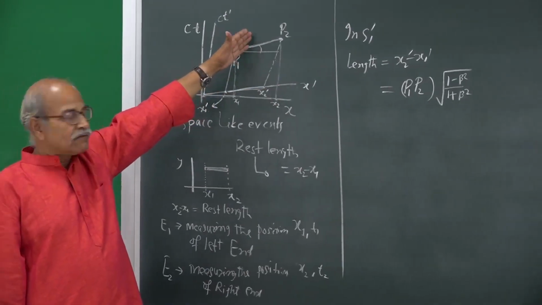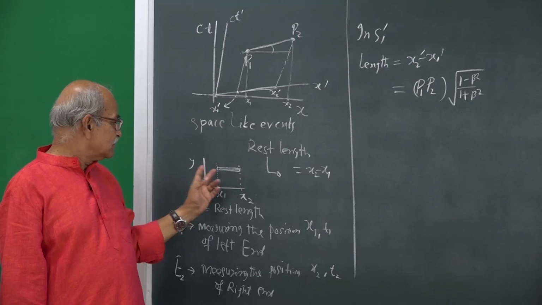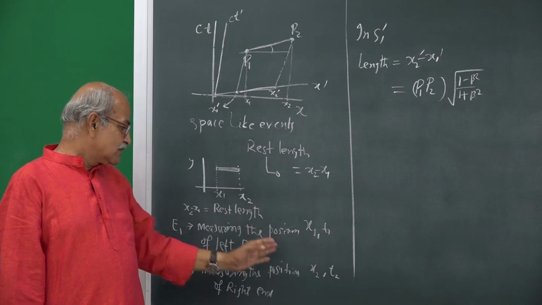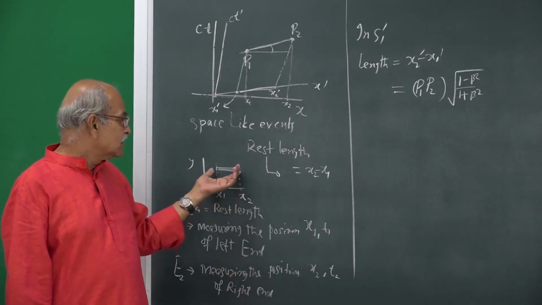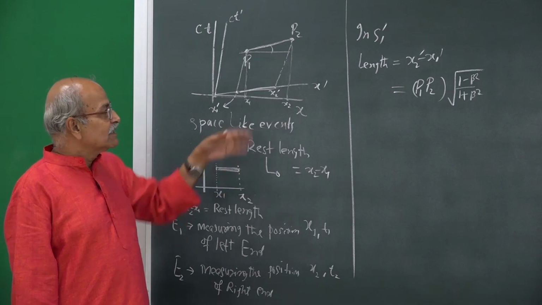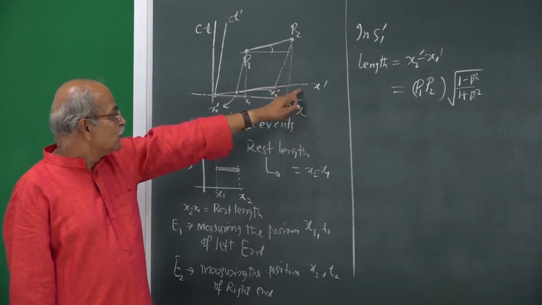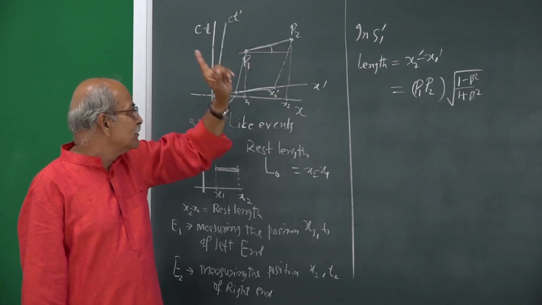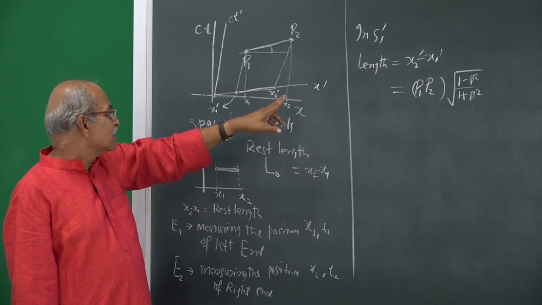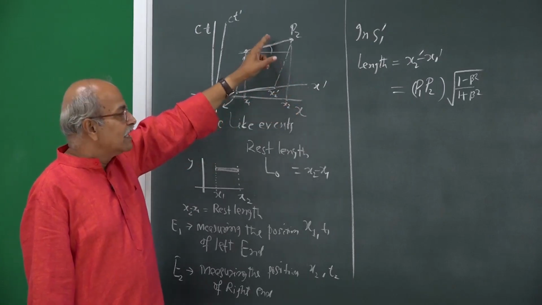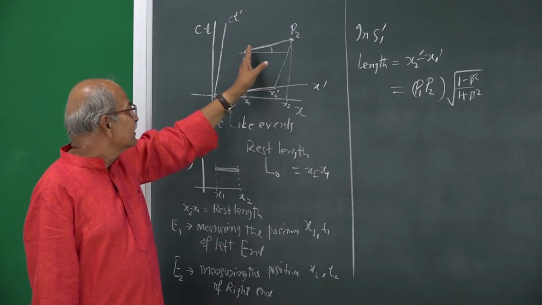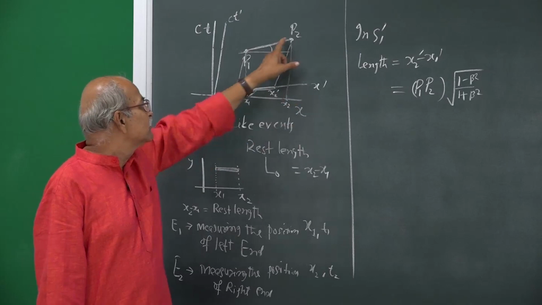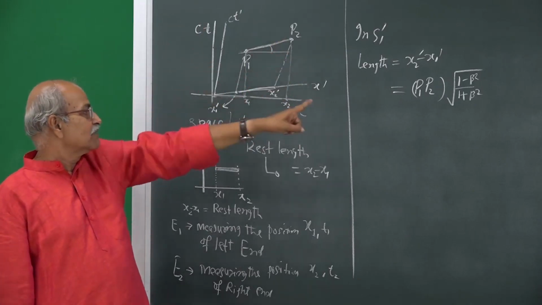Okay. The rod was at rest in this S frame, and therefore, no matter what T1 and T2 are, x2 minus x1 gives me the length, and that is the rest length. But in this frame, S prime, the rod is moving, and we make sure that we measure the two ends at the same instant, and for that this x prime line should be parallel to this, and then I know how much that length is. It is x2 prime minus x1 prime. On this diagram scale it is P1 P2, but for the actual positions it will be multiplied by that factor.